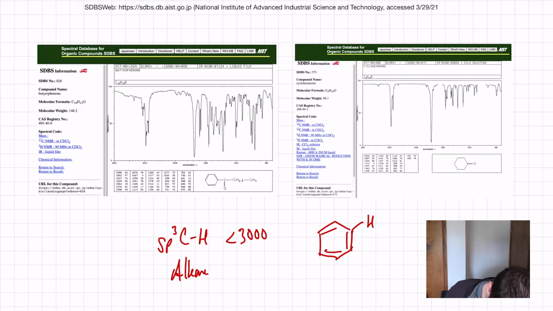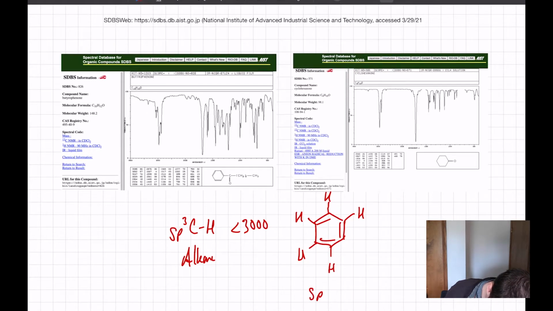I'm going to have an H on all of these. Well, these are sp2CH bonds. sp2CH is going to show up just on the other side of the 3000 mark. Okay, so these right here are sp2CH.